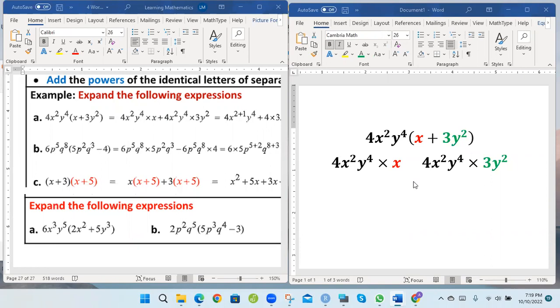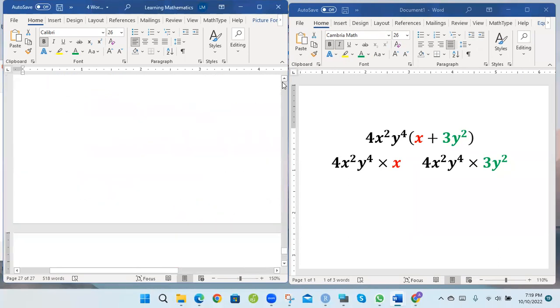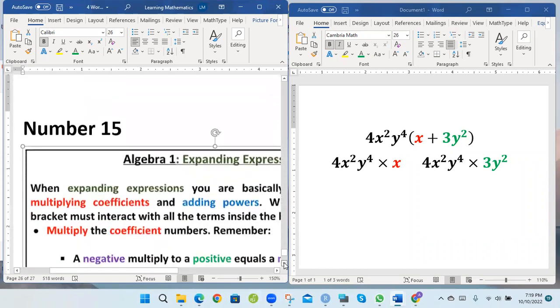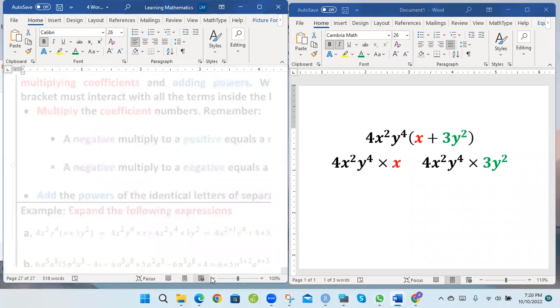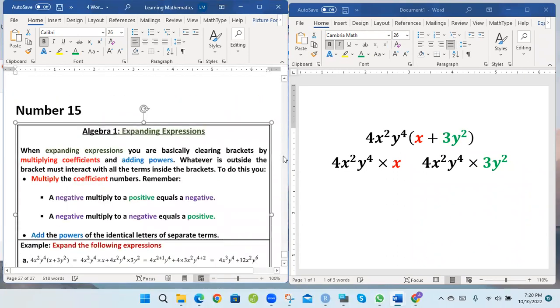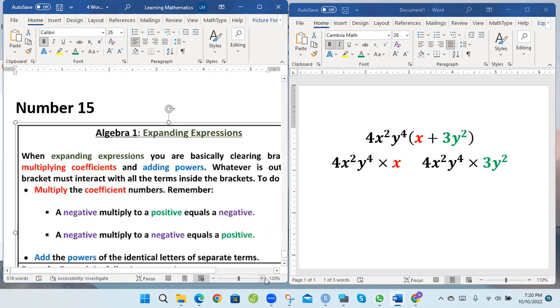Okay. Now, we need to simplify this, and we are going to apply what was said earlier on. You have to add the powers of the letters that are the same, and you have to multiply coefficients. Coefficients are the numbers that are in front of the letters. So 4 is a coefficient, 3 is a coefficient. So you multiply the coefficients, but then you add the powers of the same letters.